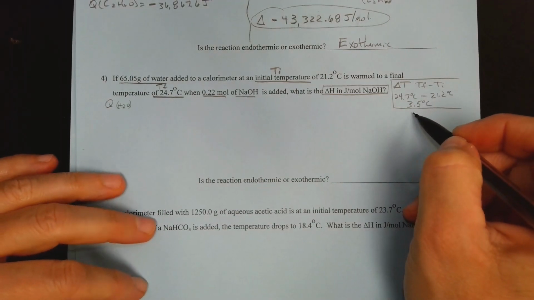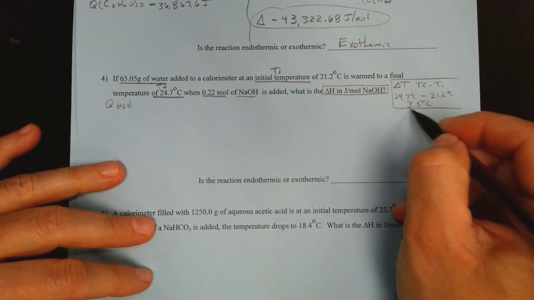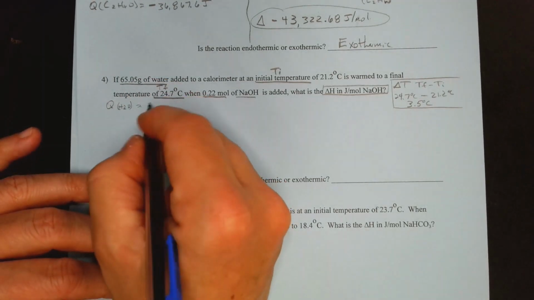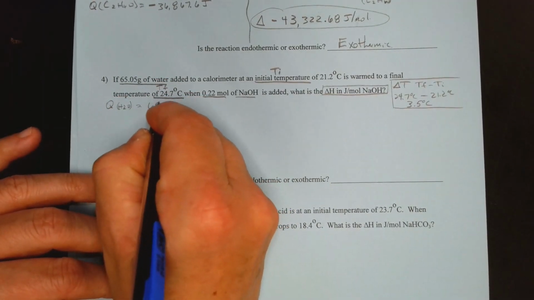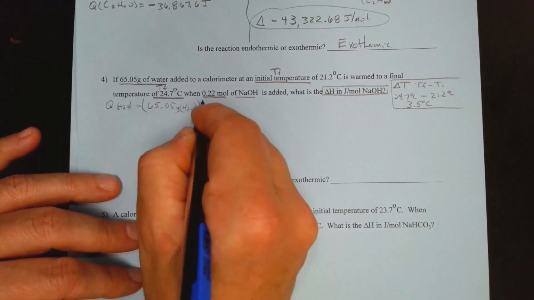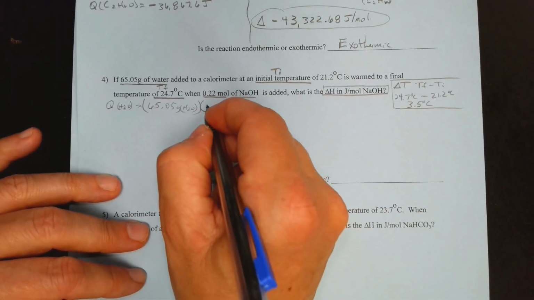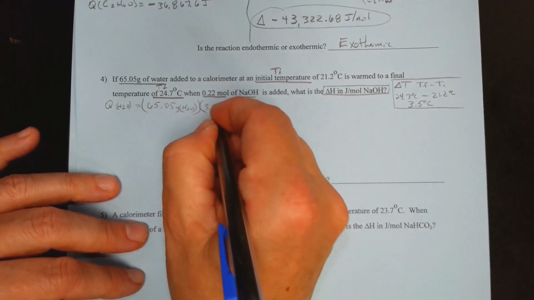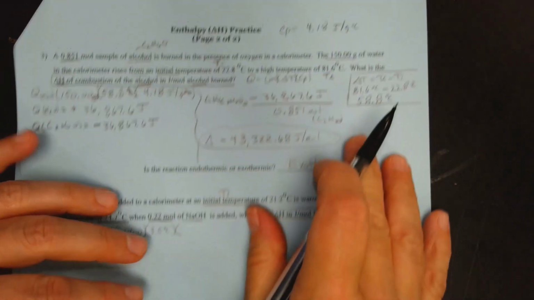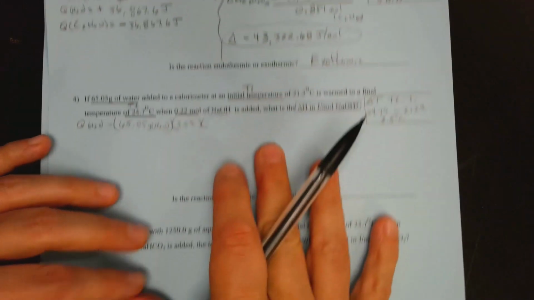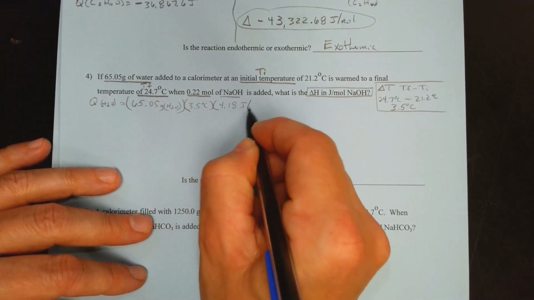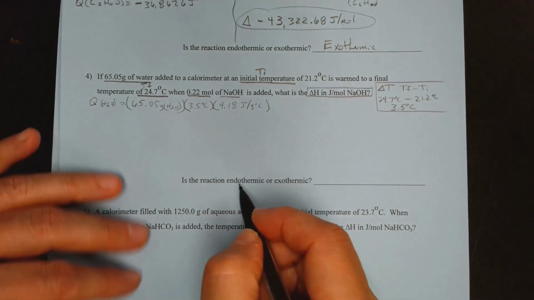All right, so we end up with a temperature change of, and that's a positive 3.5 degrees Celsius. So now I have the information I need to calculate my Q for water. I've got the mass of water right there, 65.05 grams of H2O. And I'm going to multiply that by this quantity right here, a temperature change of 3.5 degrees Celsius. And I'm going to be using my specific heat for water yet again. There it is, 4.18. So 4.18 joules over grams degrees Celsius. That's my unit for specific heat.